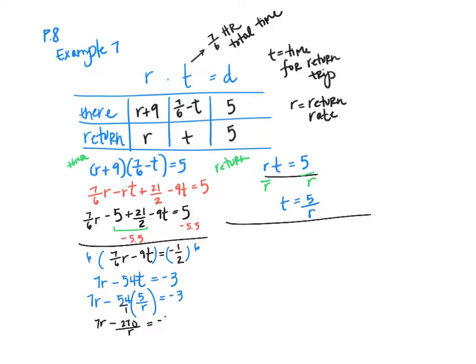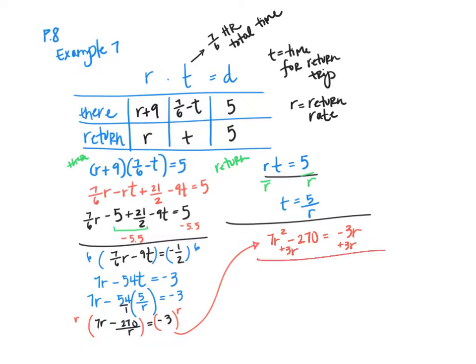over R equals negative 3. Well, that's when I noticed, okay, I need to get rid of that R. That's causing me some issues. So I'm just going to multiply both sides by R. That gives me 7R squared minus 270 equals negative 3R. So then I noticed I've got a quadratic. And so I added 3R to both sides.